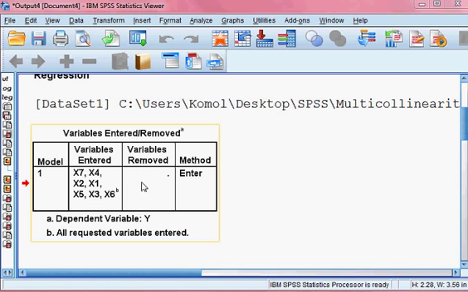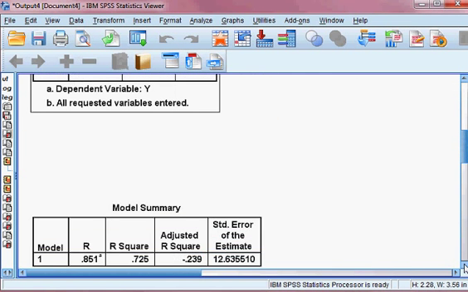Okay, so this is our outcome after estimating our model, and you can see these are the independent variables: x1, x2, x3, x4, x5, x6, x7, and y is the dependent variable. And here we have used the enter method to estimate this model, and that is the outcome, right? Then our second outcome that we have, I go down.